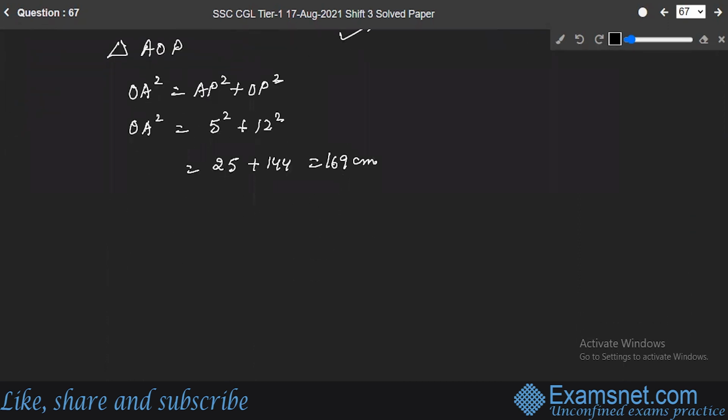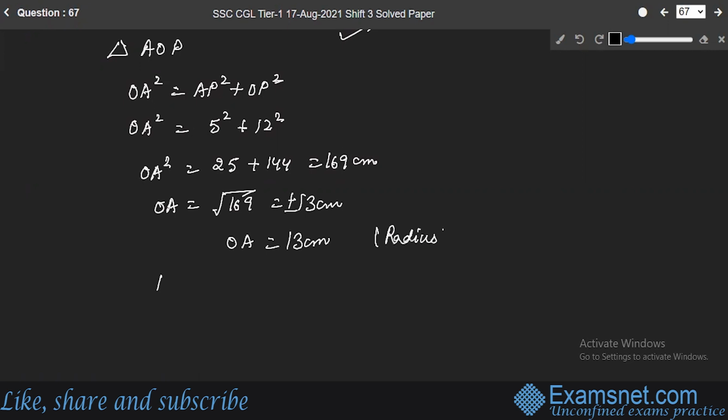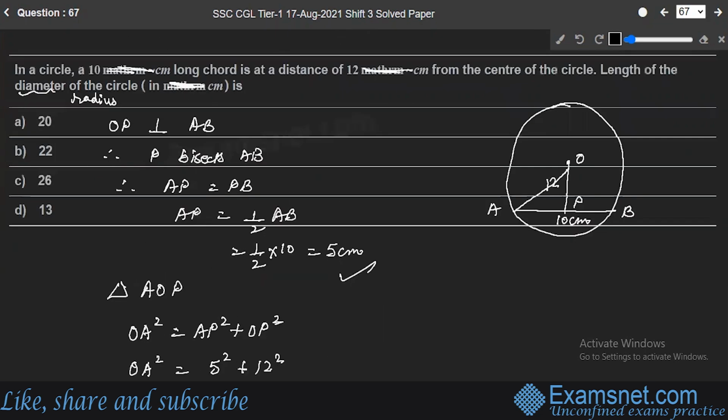Correct? From here, you can find the value of OA to be root of 169, that is equal to plus minus 13 actually. Now the length can't be negative, so the only possible value for OA is 13 centimeters. This is the radius. What is the diameter? It is twice the radius. So diameter is equal to 2 into 13, that is equal to 26 centimeters. And this is your answer.